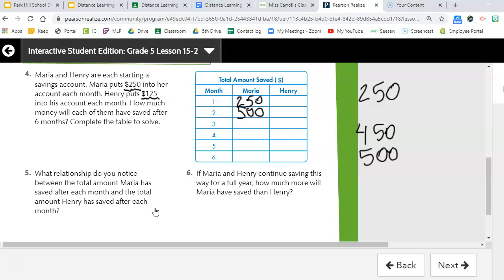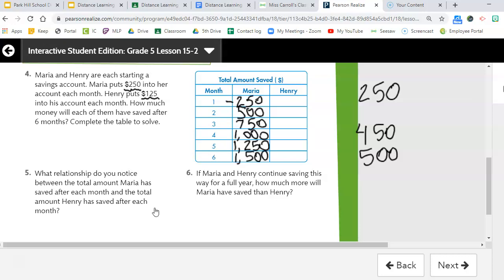So second month, 500. Third month, add another 250. 600, 700, and then 50. Okay, now add another 250. So 750, 850, 950, and then adding another 50 would get me to 1,000. Okay. Adding another 250 would be 1,250. And now it just kind of follows the pattern. So you see my 250 was already here. So 500 would be next, except for now it's 1,500.